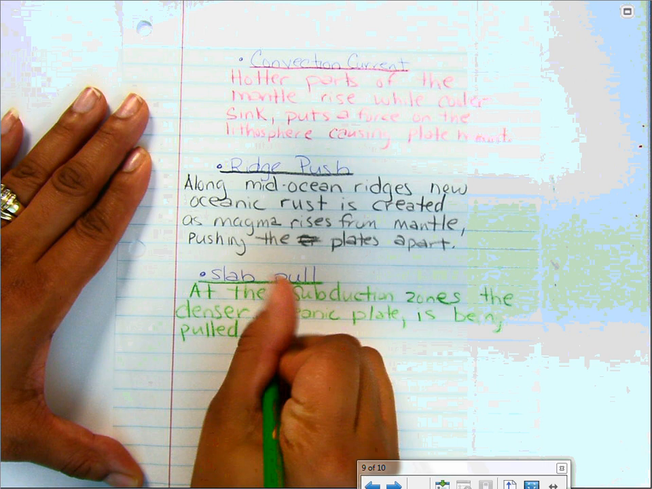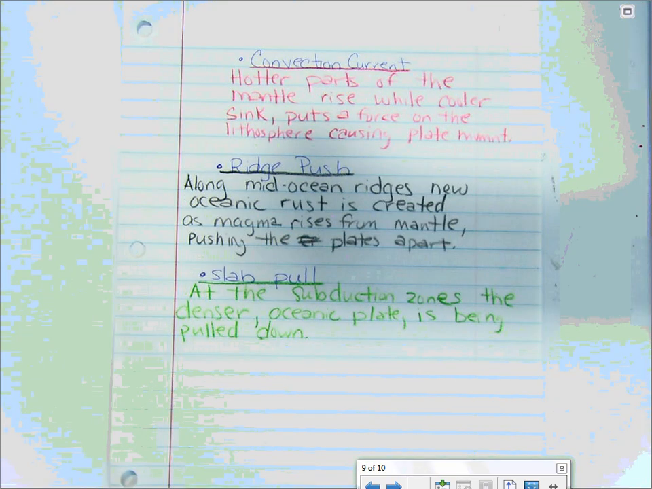Any questions about that? All right, then that does end the notes for this section. You are going to need to study for all of your plates.